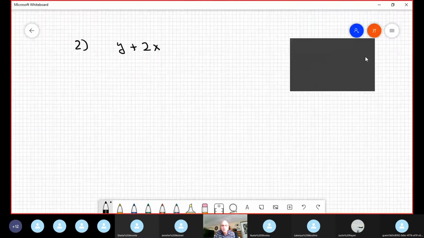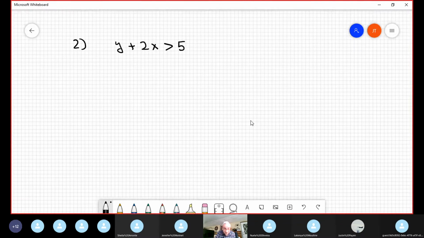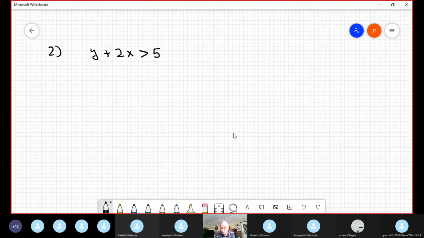Whiteboard. I am copying the second example. The second example is y plus 2x greater than 5. Let's do it by hand. In the jungle, we have no internet, no computer, no nothing. By hand. And after, we go to the demo and we solve them. Correct?